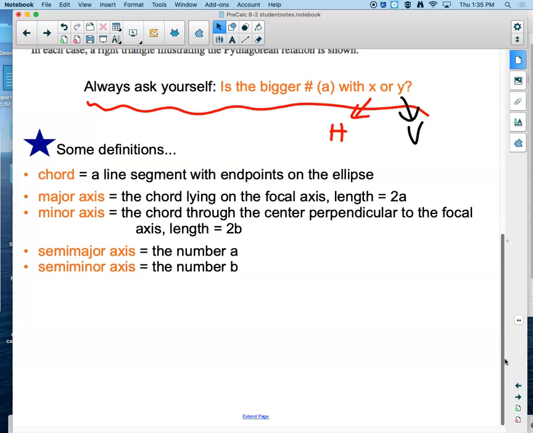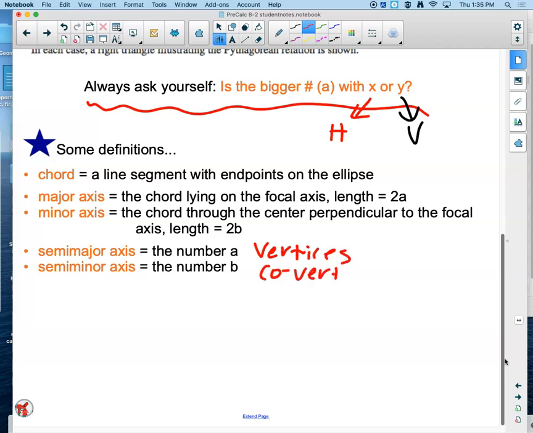Again, most of the time we just refer to these as vertices and covertices. And in fact, most books just go with that. But most of the time conics are taught at the Algebra 2 level as well, so we're trying to get a little bit more of the vocabulary here. Semi-major axis is the number a, and the semi-minor axis is the number b.